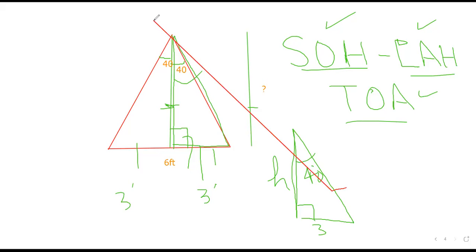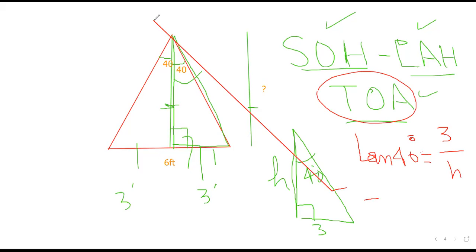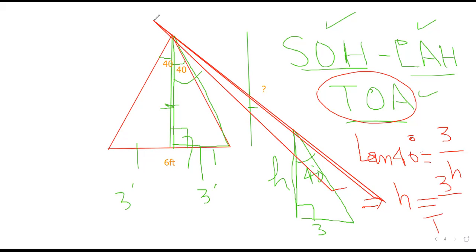If you are applying tangent of 40 degrees, this will be tangent of 40 degrees equal to the opposite over the adjacent. Opposite is 3. Adjacent, if you are using this one, is h, and you are looking for h. So h is equal to 3 over tangent of 40. Am I right? So this is the right option.